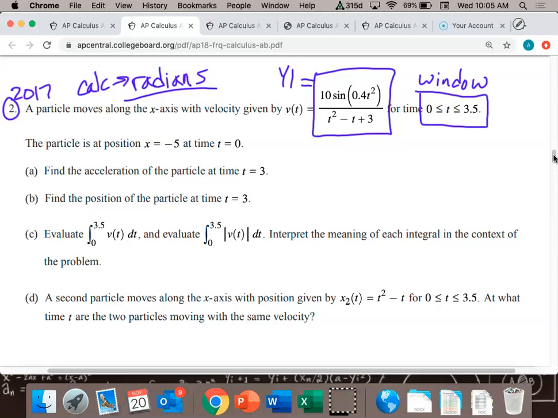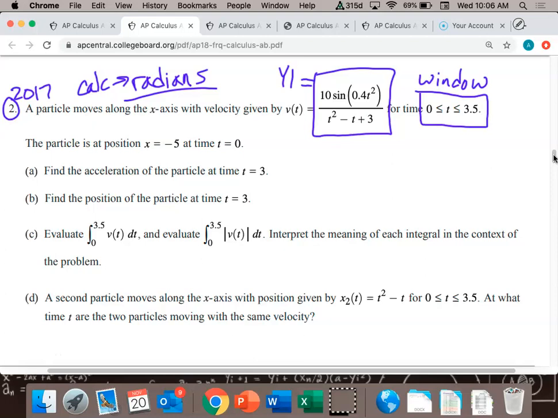What does this integral of velocity represent? Displacement. Displacement from t equals 0 to t equals 3.5. Make sure you mention your t values. What does the integral of the absolute value of velocity represent? Distance traveled. Distance traveled from 0 to 3.5. Make sure you mention your t values. You can't just write displacement equals distance. They want a sentence. If they say interpret or explain, they want you to show you can write a sentence.